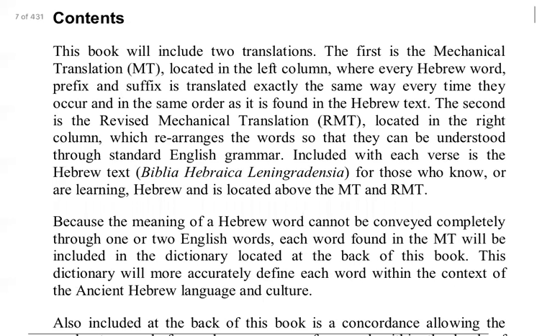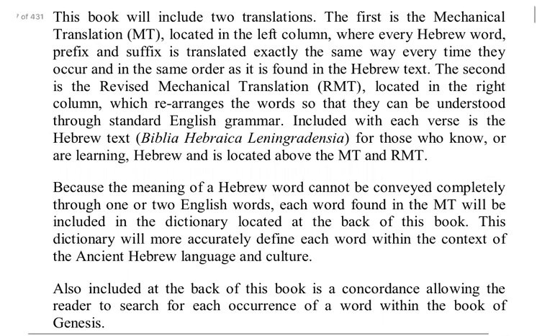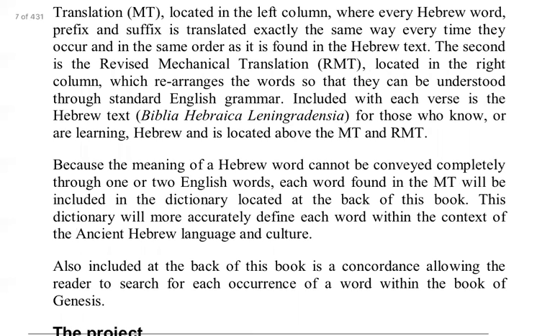This book will include two translations. The first is the mechanical translation, located in the left column, where every Hebrew word, prefix, and suffix is translated exactly the same way every time they occur and in the same order as it is found in the Hebrew text. The second is the revised mechanical translation, located in the right column, which rearranges the words so that they can be understood through standard English grammar.